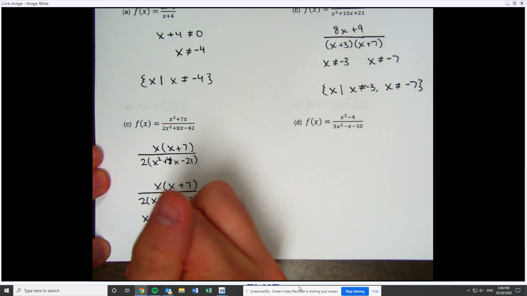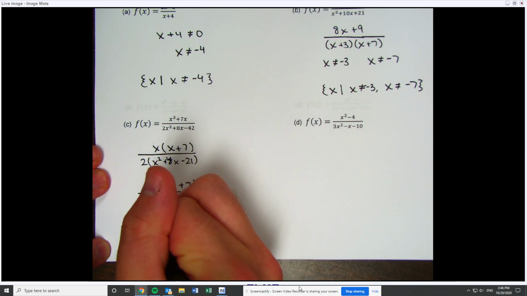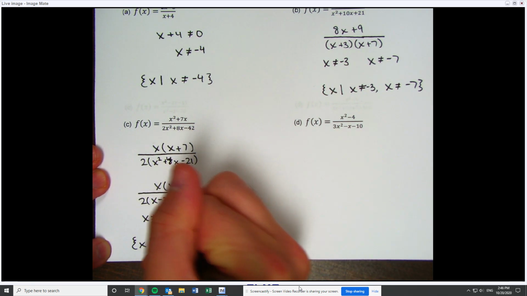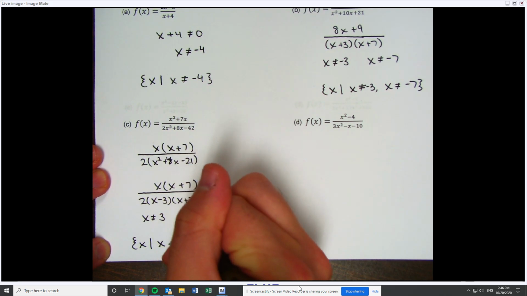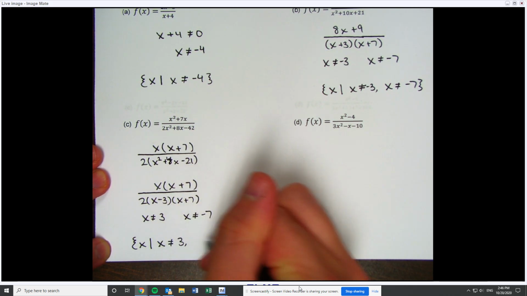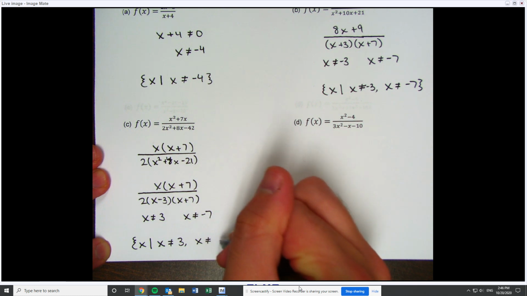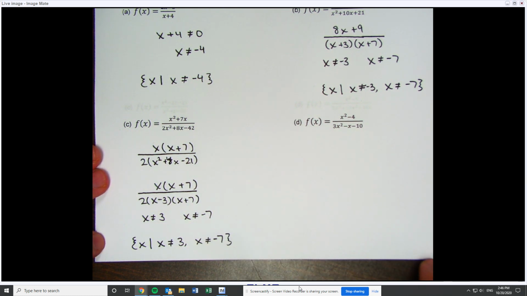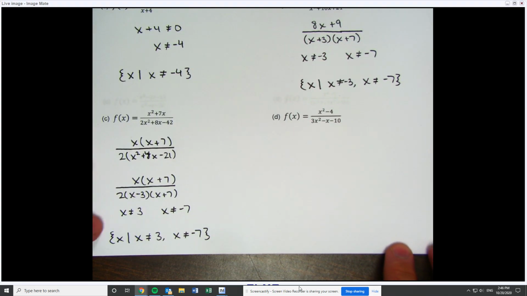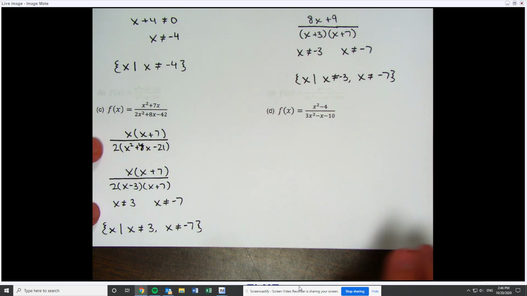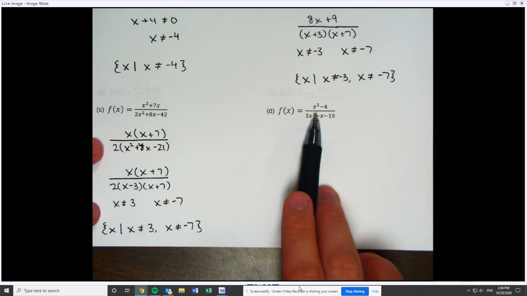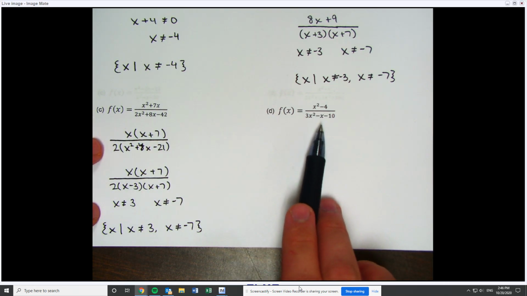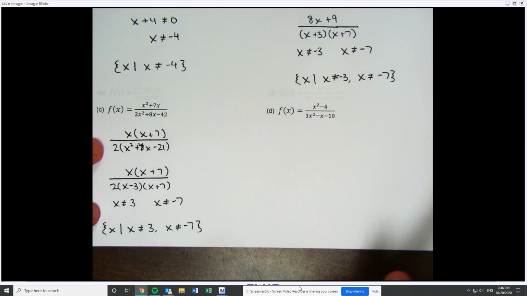Got it. So writing out our domain, we have the set of x's such that x does not equal 3 and x does not equal -7. All done. Nothing else to do. All right, now for the last one. So for this last one, I have x squared minus 4 divided by 3x squared minus x minus 10.